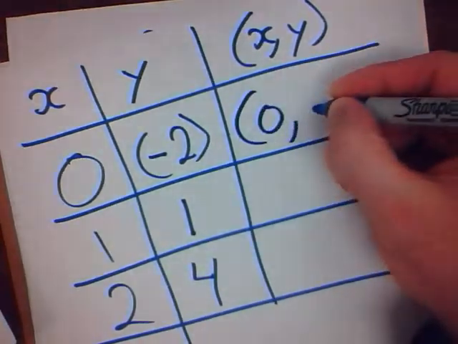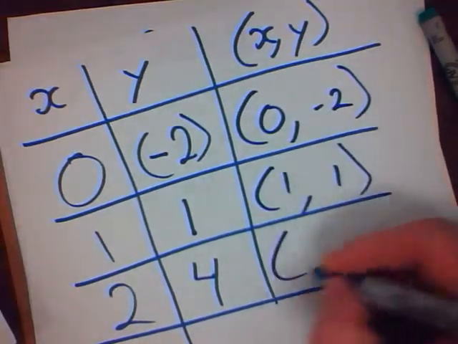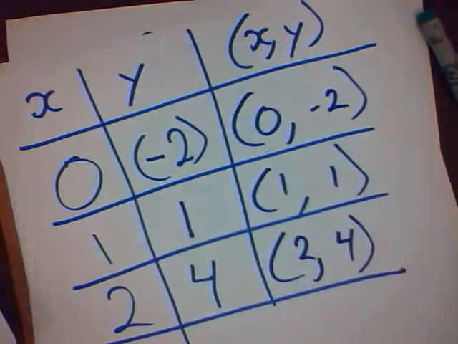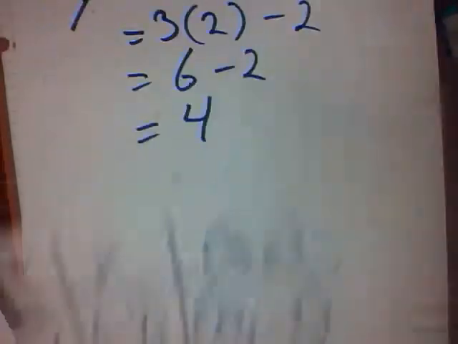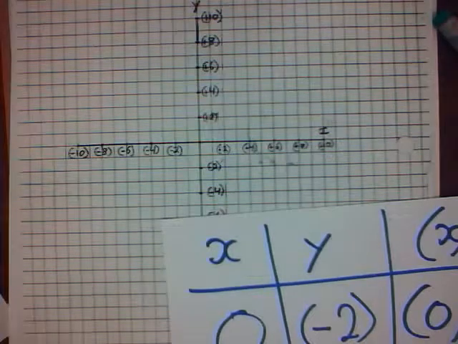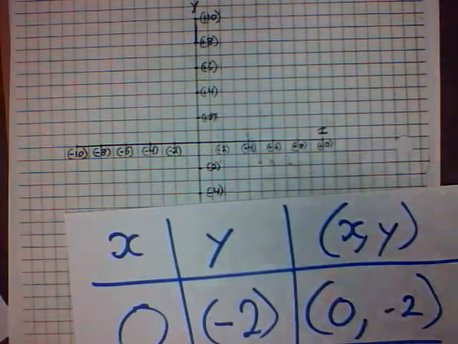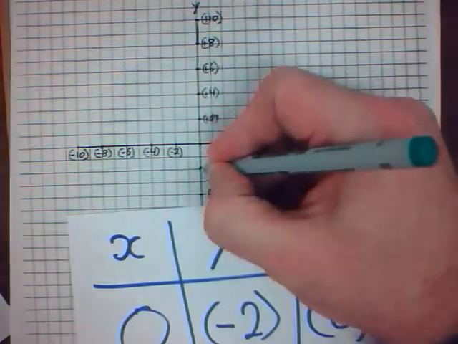First, let me get my coordinates ready. Okay, there are my coordinates, all nice and ready. Get my graph paper into place. And let's begin graphing. Starting with 0 and negative 2. X is 0, y is negative 2.